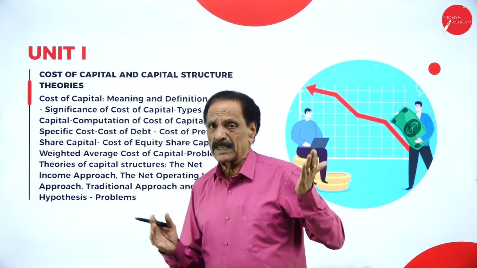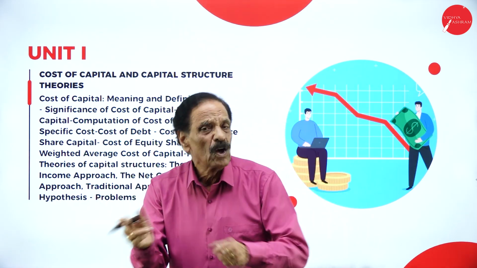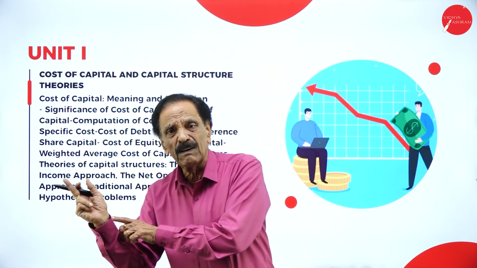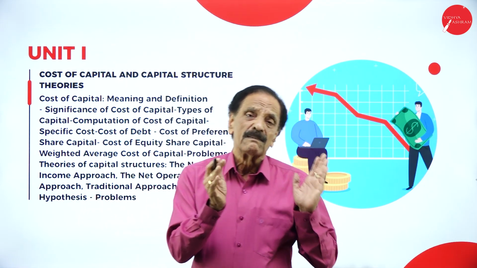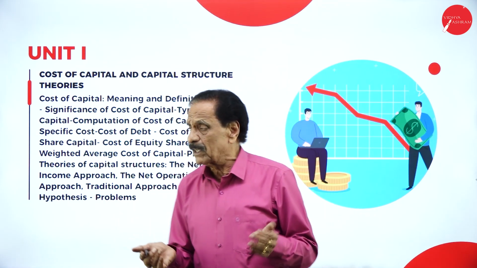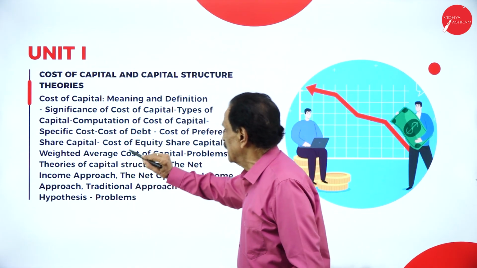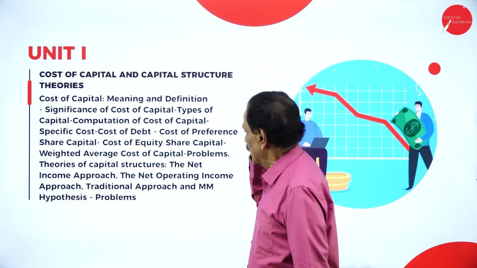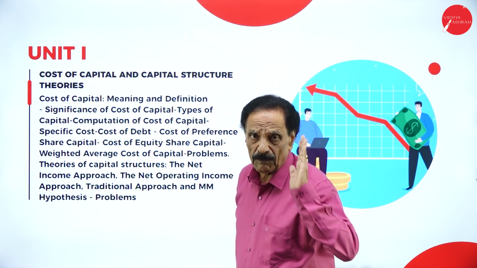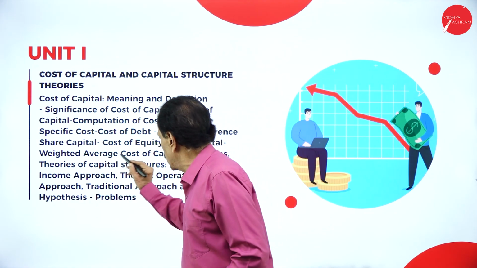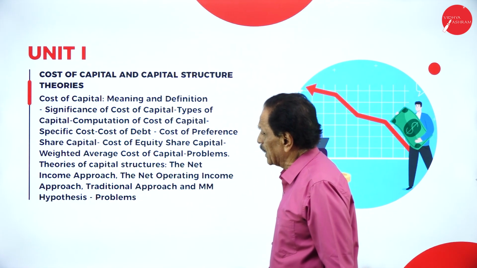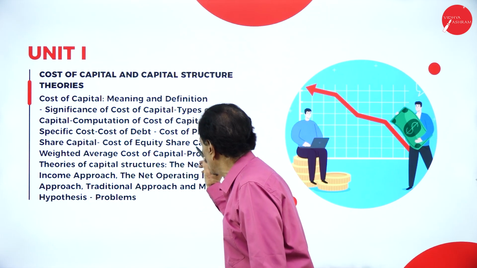The most important thing in a company: there are two types of share. One is called equity share, one is called preference share. Equity shareholders are permanent shareholders. We are going to calculate the cost of equity, then cost of preference share, cost of debt, redeemable or irredeemable, cost of preference share capital, cost of equity share capital, weighted average cost of capital.